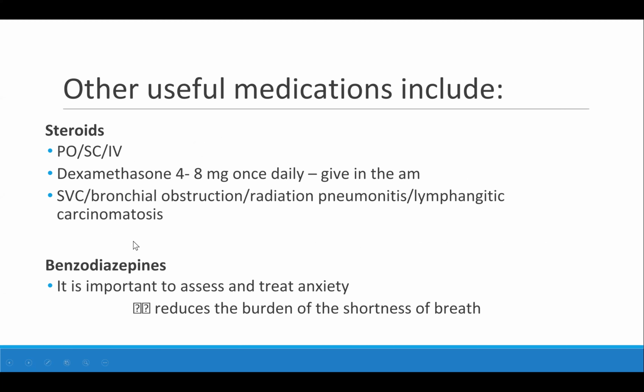Some useful medications can be used, like steroids. Dexamethasone, 4 to 8 milligrams once daily, can be given in the morning for superior vena cava syndrome, bronchial obstruction, and for radiation pneumonitis too, and carcinomatosis.